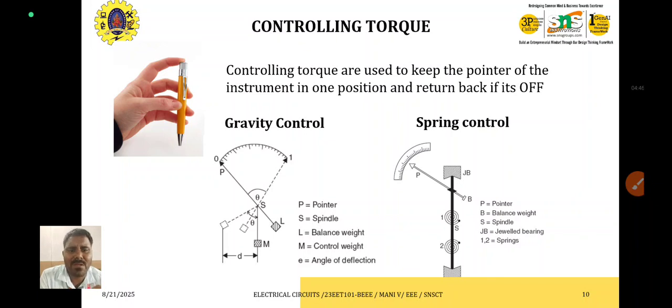And the controlling torque. Now the pointer moves from 0 to a value we don't know, so it would keep moving toward infinity. In order to control the movement from 0 to the final value, we have to use either gravity control or spring control to control the movement of the needle pointer. That is used to hold it at the final position.